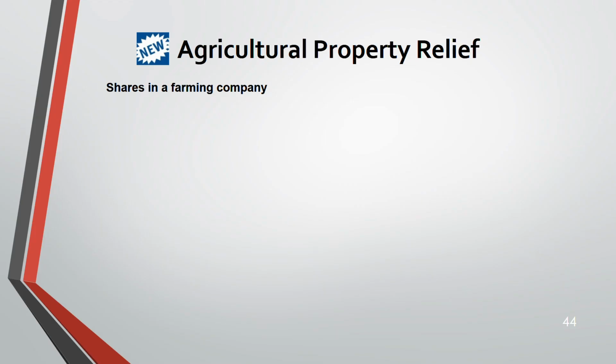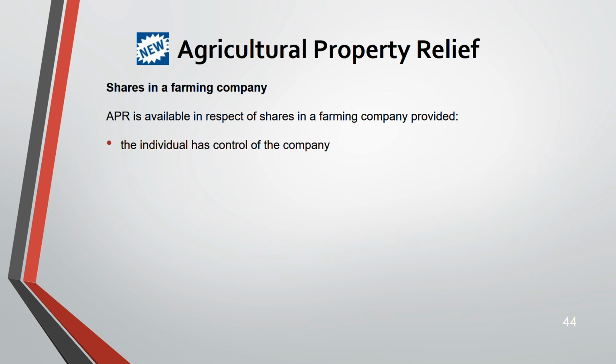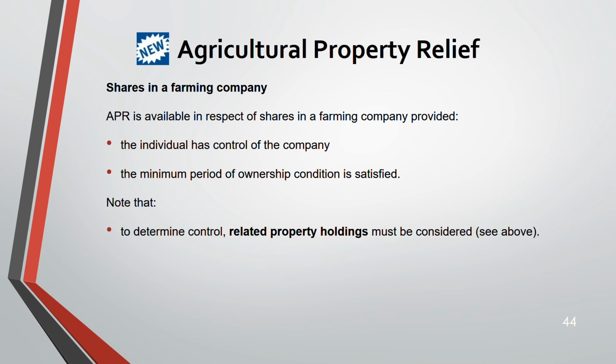Shares in a farming company. APR is available in respect of shares in a farming company, provided the individual has control of the company. Control means more than 50%, and the minimum period of ownership is satisfied. Note, related property holdings will be considered when determining control. I have discussed related property holdings before, so you have to see the rules that have been given before.